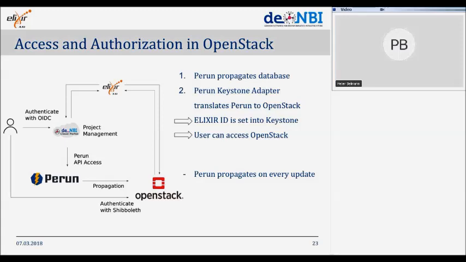Now, the question is, how do we get this information to OpenStack? So Michael already mentioned the Perun propagation system. What happens here is that Perun propagates this information to OpenStack, and we have a Python-based library that translates this information, which is actually just a JSON, to Keystone. So to this OpenStack user account database. And thereby the Elixir ID is set into Keystone, and finally the user is able to access OpenStack.